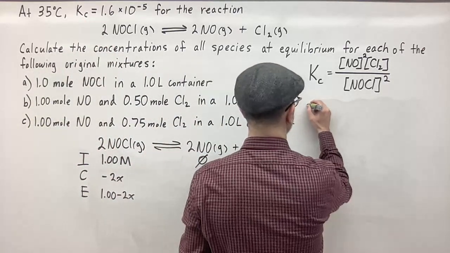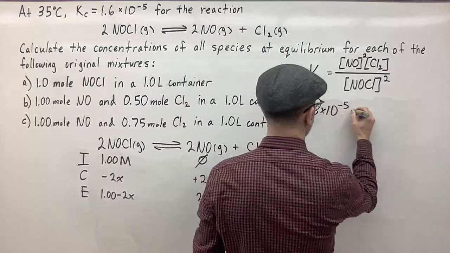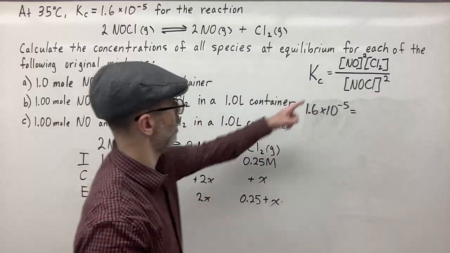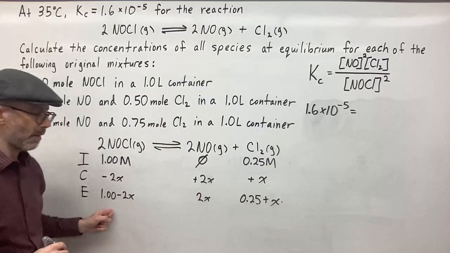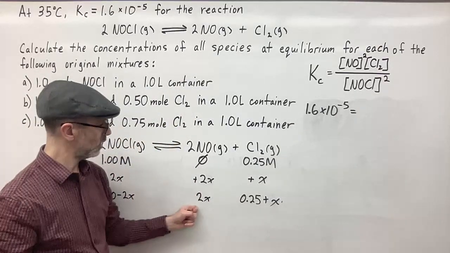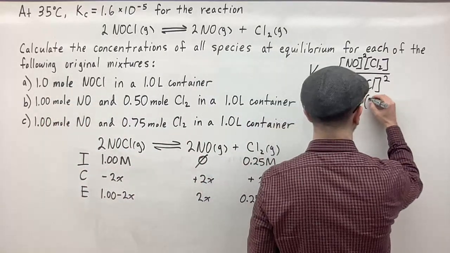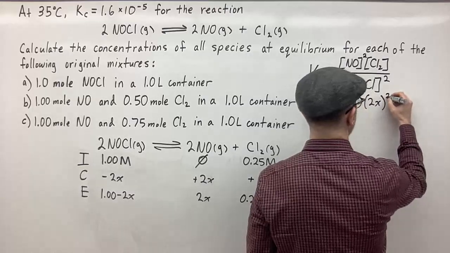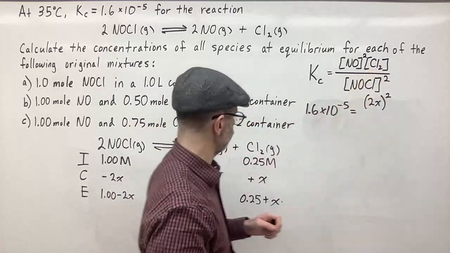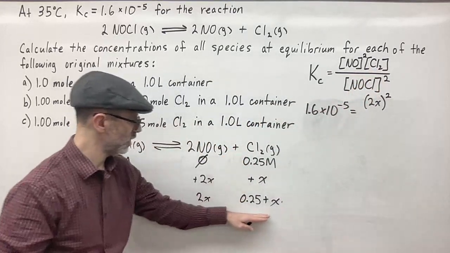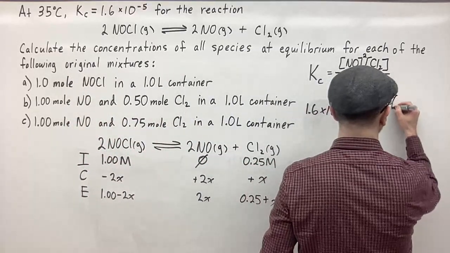The equilibrium constant is 1.6 times 10 to the negative 5. That's going to be equal to the NO concentration squared, and the NO concentration is 2x, so I'm going to put 2x there, and then it's squared because I have squared up there. Now I'm going to multiply it by the Cl2 concentration, and the Cl2 concentration is 0.25 plus x. So I'm going to put that there.